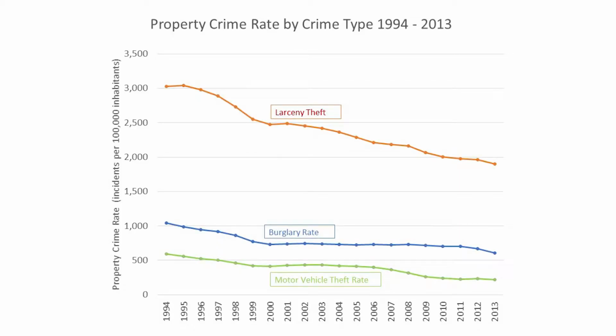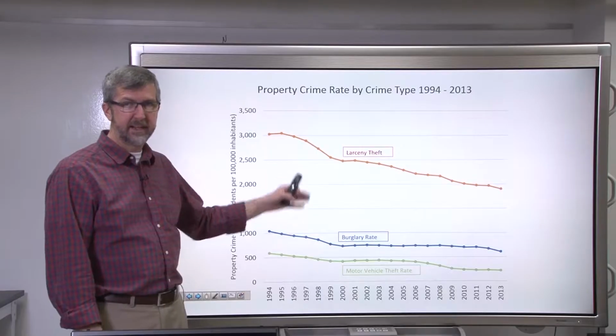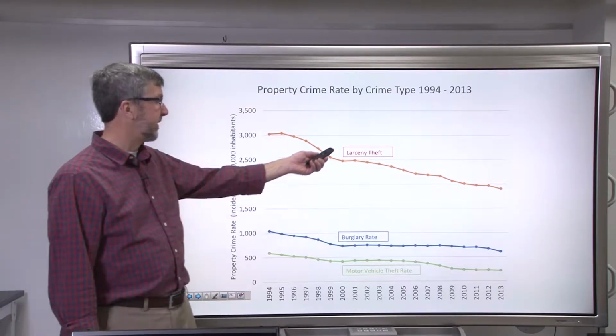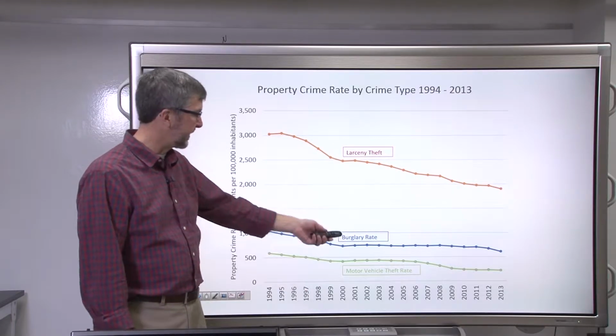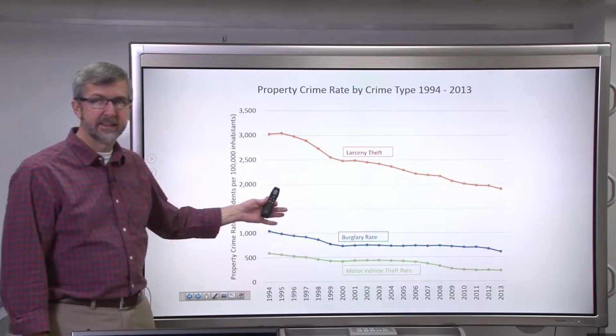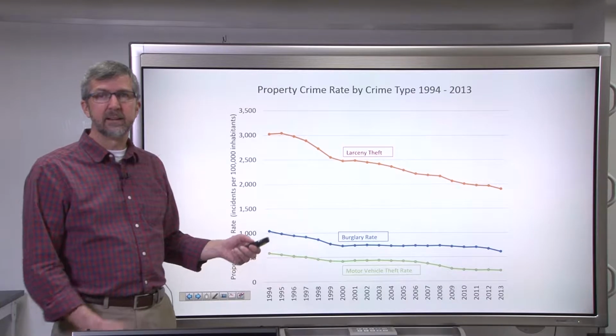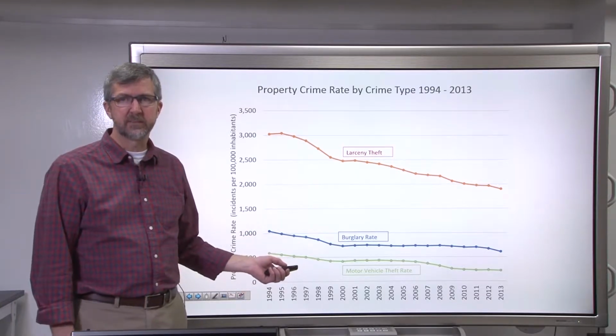Multiple line charts can be included on the same chart as long as both axes are the same for all the data. In our case, we're looking at the three different property crime types: larceny, burglary, and motor vehicle theft on the same chart. This is a good way to get lots of data onto a single chart.